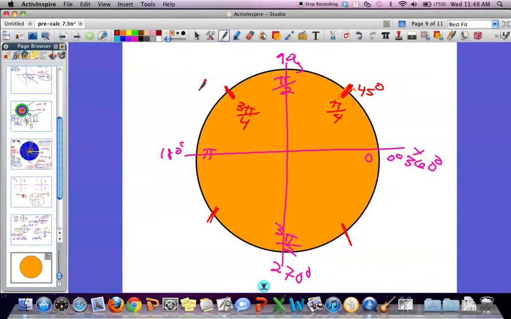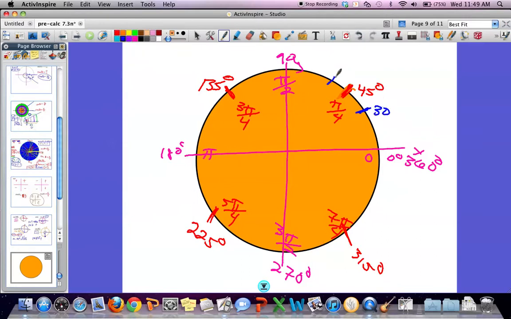135. 90 plus 45. Thank you, 135. 5 pi over 4, and this would be 225 degrees. And this one right here, 270 and 45 is 315, and that would be 7 pi over 4. So we do our 45s, we need to know, and then we do our 30s.